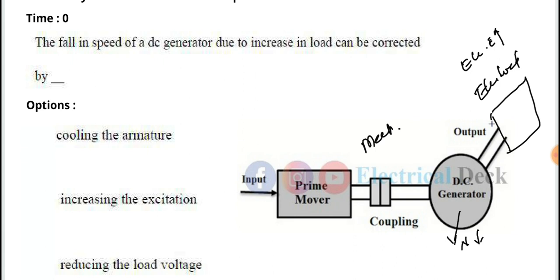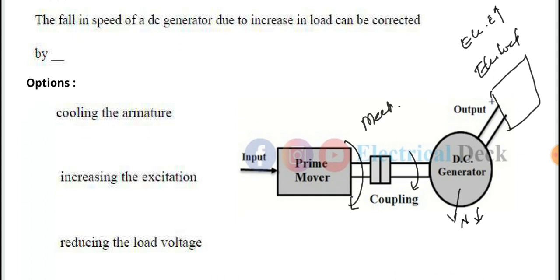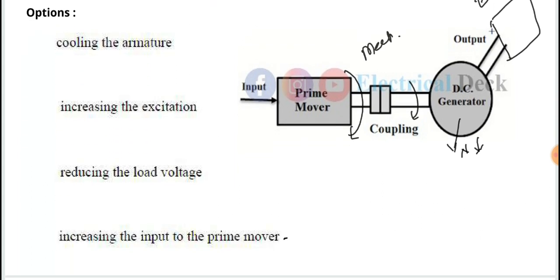As the speed decreases, what you have to do is increase the input to the prime mover. As the prime mover rotates faster, the generated EMF also increases automatically. At the same time, the speed will increase, and the electrical load will be supplied. So the answer for this question is increasing the input to the prime mover. Increasing input to the prime mover is the correct answer.